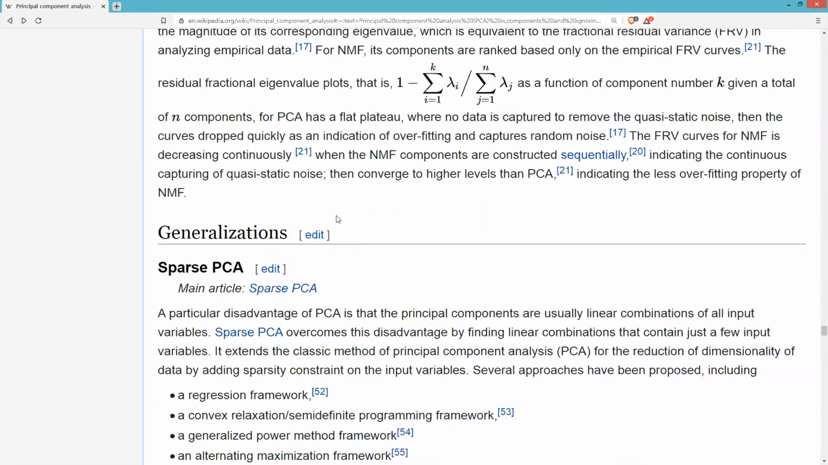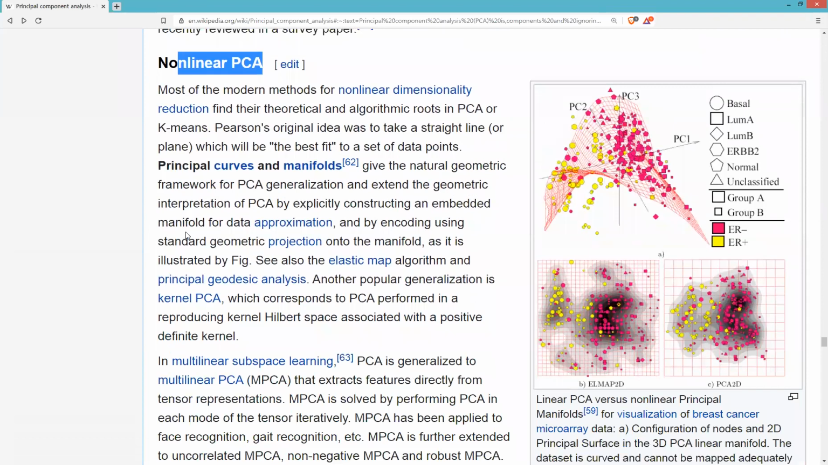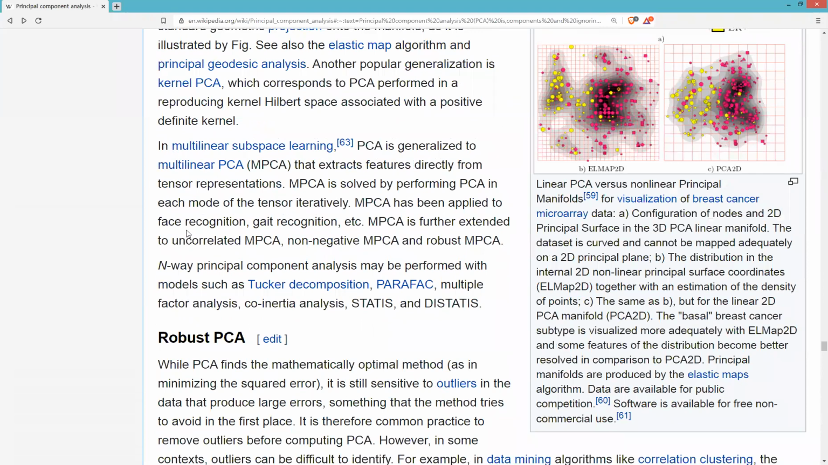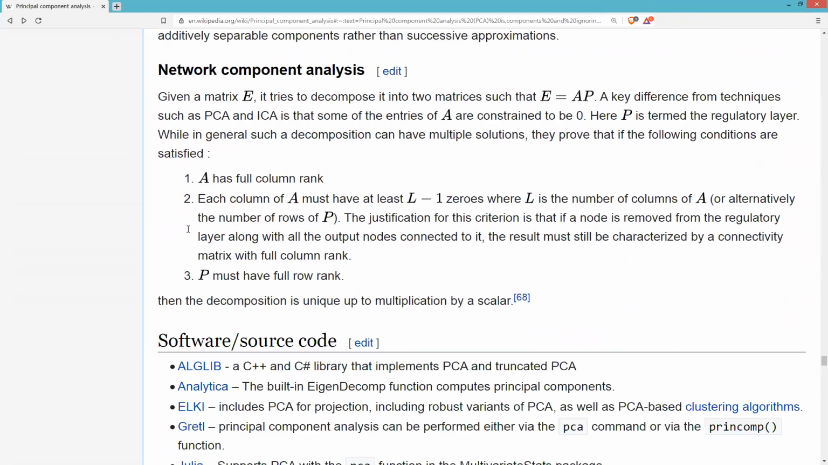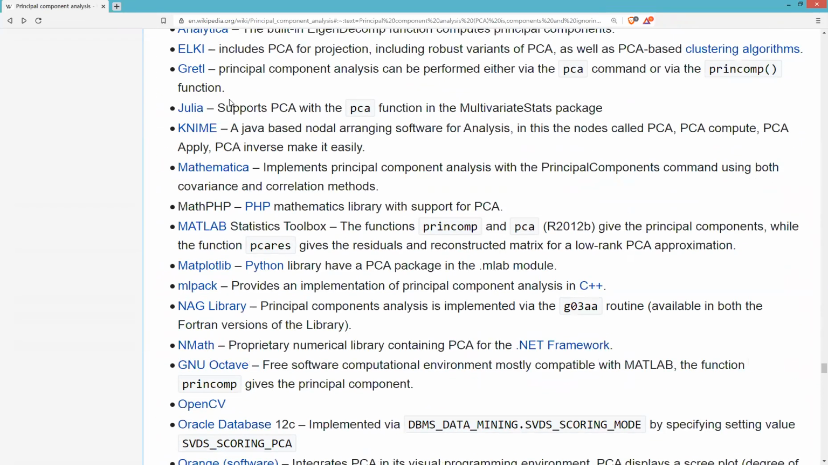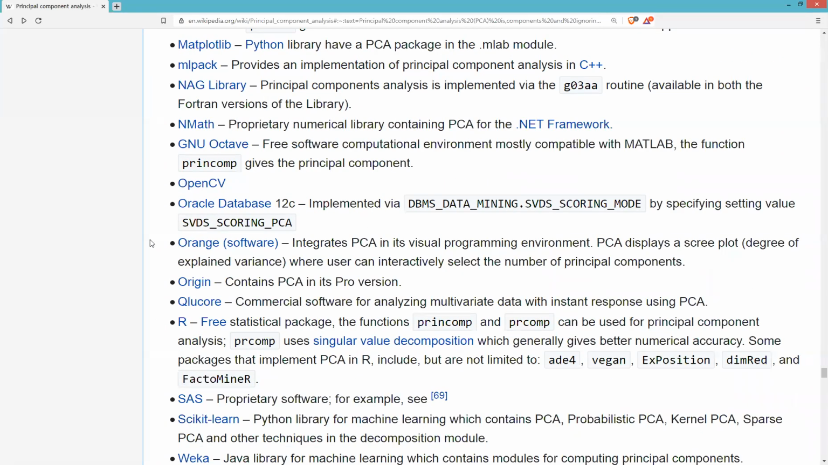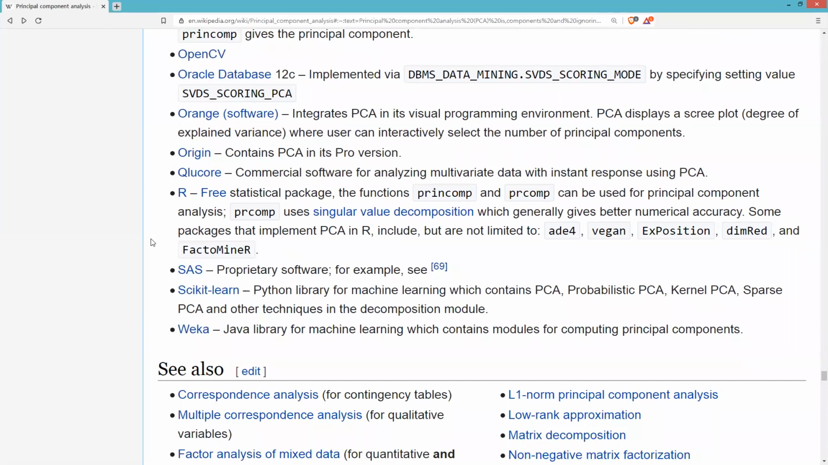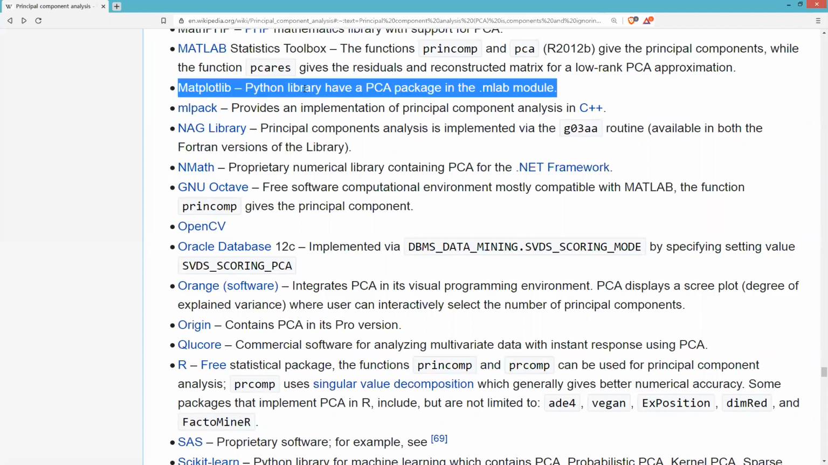And then generalizations: sparse PCA, nonlinear PCA. Nonlinear PCA is a rising area in machine learning. Very interesting, very exciting topic. And a similar technique, network component analysis, and then we have many software packages here. And then we will do some practice with Python shortly. Let me see whether we have Python over here. Python, yes, the Matplotlib Python library, PCA package, the Matlab module, good.